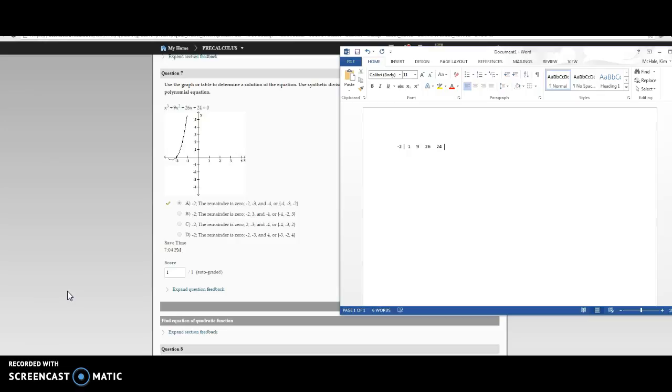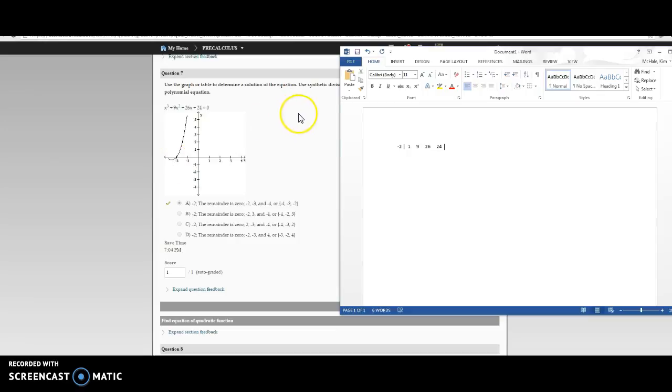So I'm given x cubed plus 9x squared plus 26x plus 24 equals 0. I'm given the graph of it, and I can see that one of the zeros is at -2. And notice that all my choices say -2. The remainder will be 0 since it divides in there evenly.